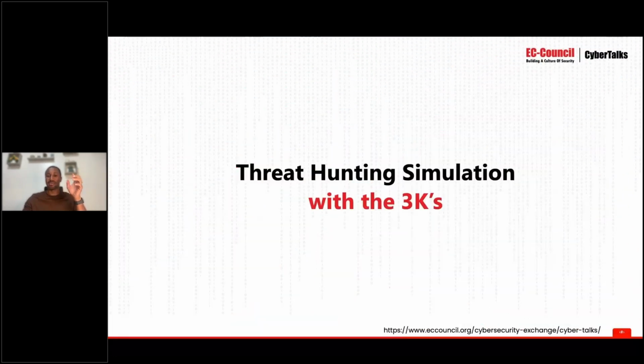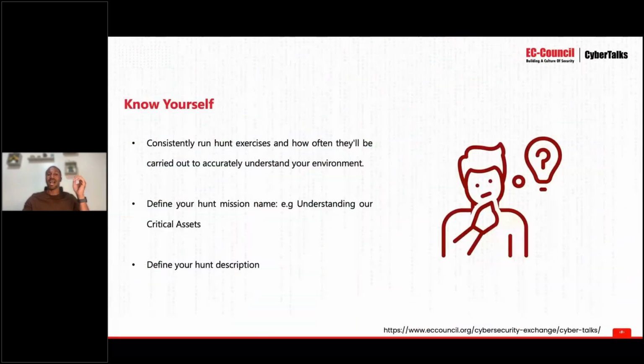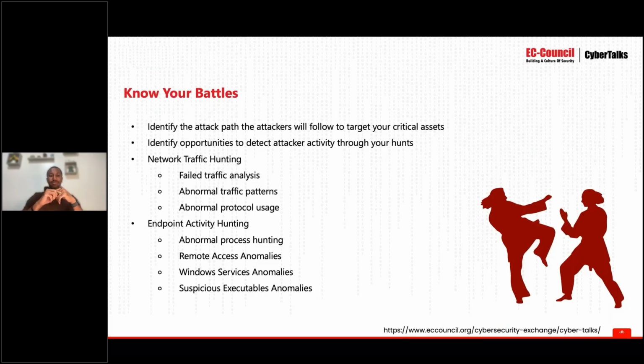There are 3 Ks when it comes to threat hunting simulation, which is knowing yourself, where you have to constantly run threat hunting exercises, and they have to be accurately done in your environment to understand what your critical assets are and define how that hunting has to be. You need to know your enemy, identify the attackers, know the battles. Is it failed traffic analysis? Is it abnormal patterns? And if it's abnormal, how do you break that down in terms of detection as well? The endpoint part of things, remote access anomalies, Windows services, suspicious executables. I technically run suspicious executables of different types that I build to see what the antivirus detects, what it does not detect, and how we can prevent that.